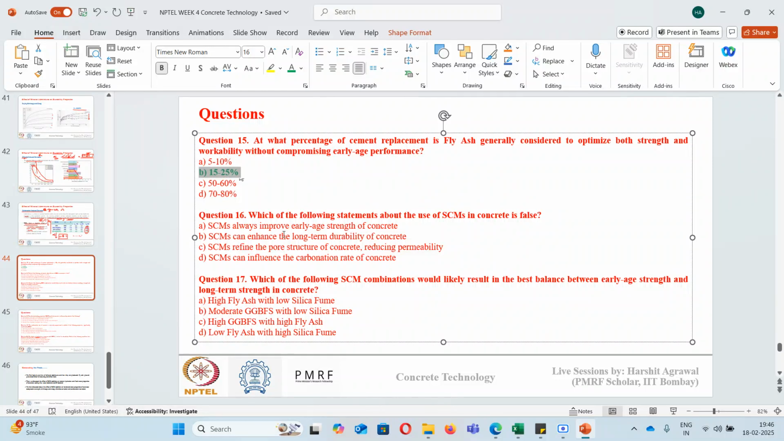SCM always improve the early strength. So this is not true. It doesn't always improve the early strength. Okay. So we have seen in case of fly ash and slag, it tends to reduce the early strength.